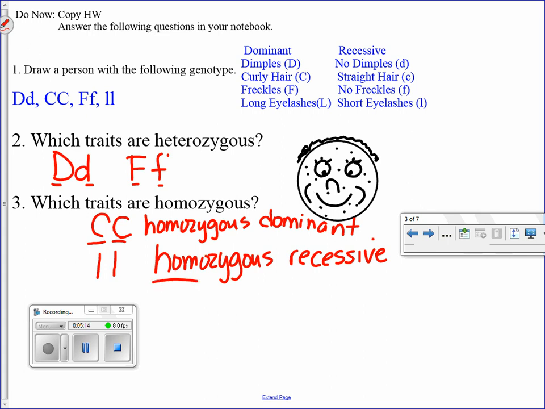What is homo? What does that root mean? Same or different? Same. So are these the same or different? They're the same. And look up here. Dominant would be what letter? Uppercase L. Recessive would be what letter? Lowercase l. So what are these, dominant or recessive? They are recessive. Are they the same or different? The same. So they're homozygous recessive. Good job. All right. You have an activity to do.